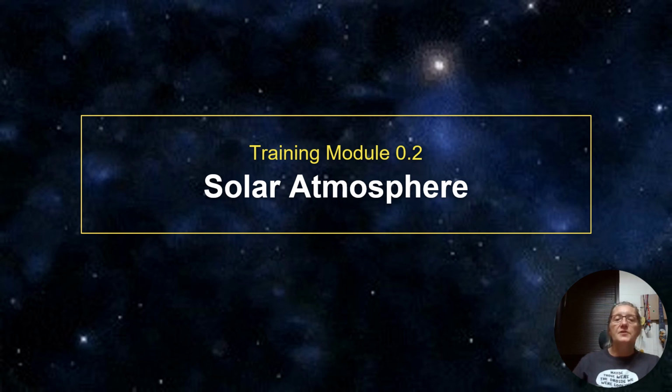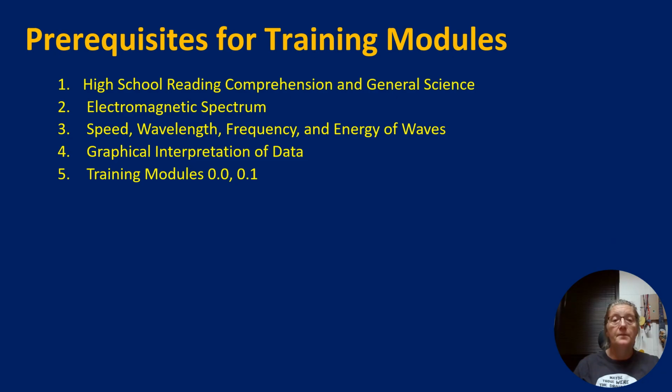And this is training module 0.2, and in this training module we will talk about the solar atmosphere. Prerequisites for this module will be general science, understanding the electromagnetic spectrum, understanding speed, wavelength, frequency, and energy, being able to read a graph, and hopefully you have gone through training modules 0.0 and 0.1.